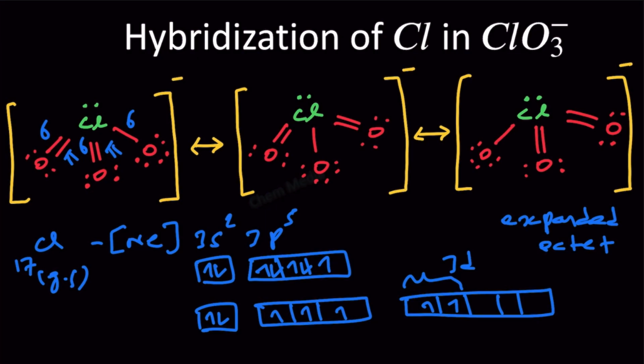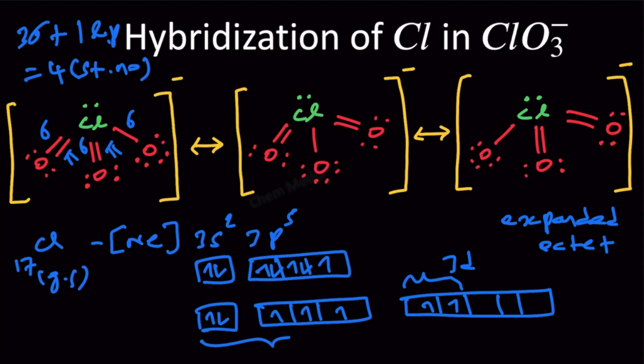Keep it in mind that the steric number for chlorate is still 4. While we count steric number, we have to account only the sigma bonds and the lone pairs present in the central atom. So in this case, we have 3 sigma bonds and 1 lone pair in the central chlorine atom. So therefore, the steric number is 4. So that means that the hybridization has to be sp3.